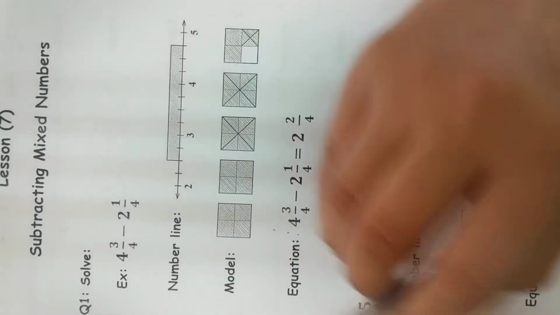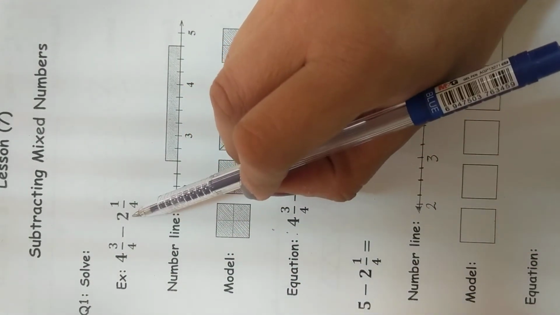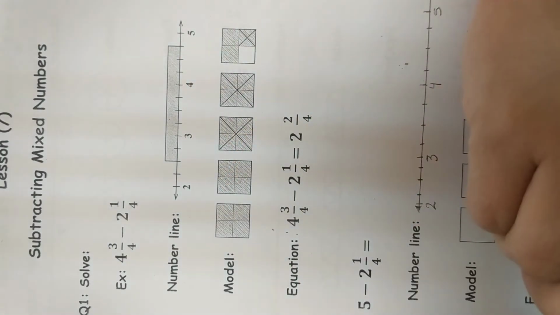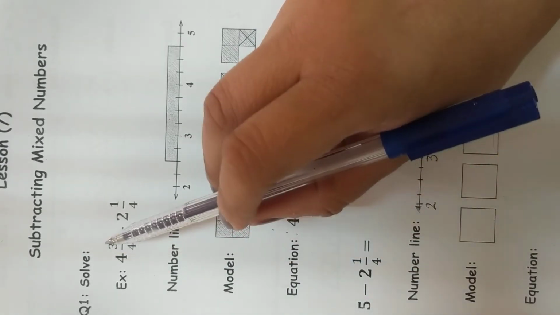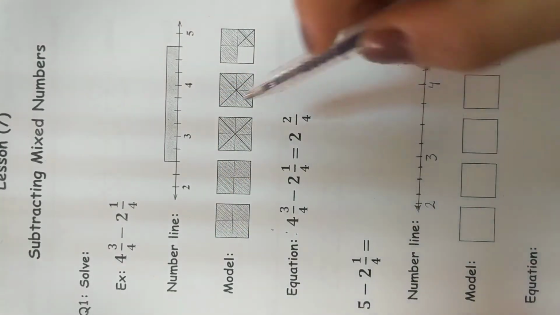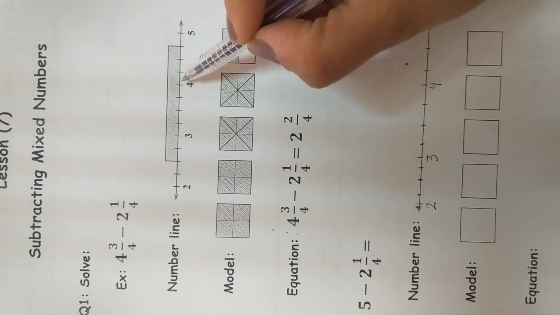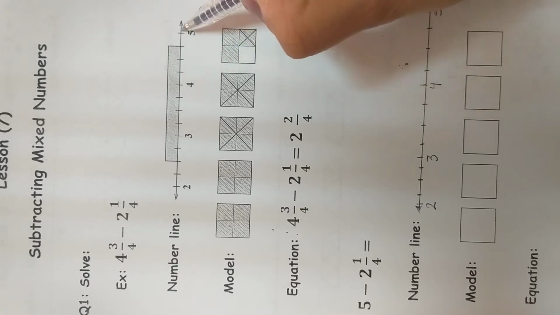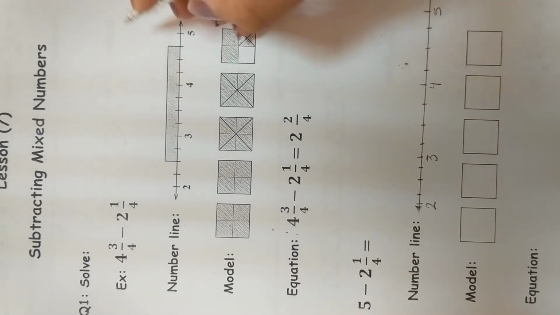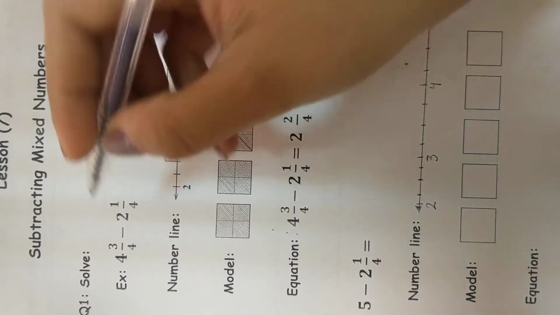Okay, first, example number 1: 4 and 3 over 4 minus 2 and 1 over 4. Now we're going to put the first number on the number line. 4 and 3 over 4 means 4 wholes and 3 parts out of 4. Let's put the first number first. I go to 4 and I will take 3 parts, 1, 2, 3, from my 4 parts. So this is my first number. And then we're going to subtract.